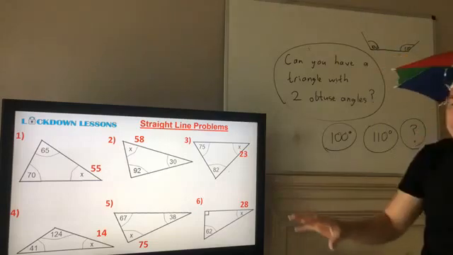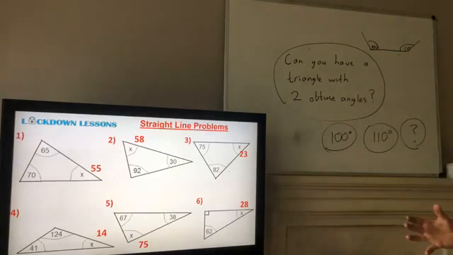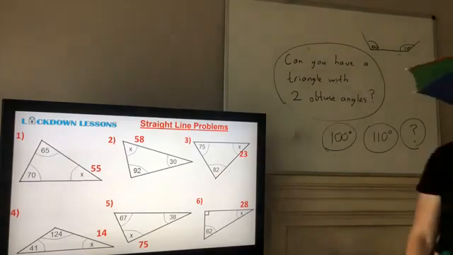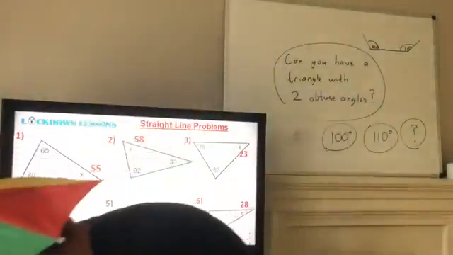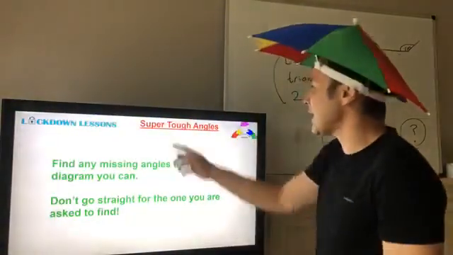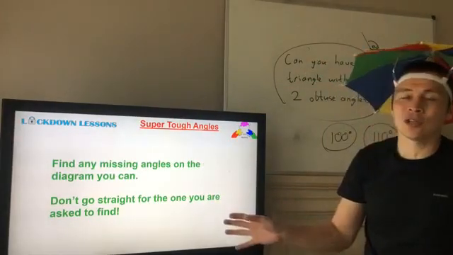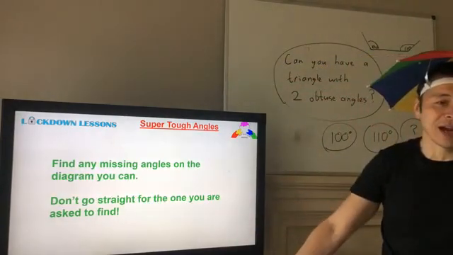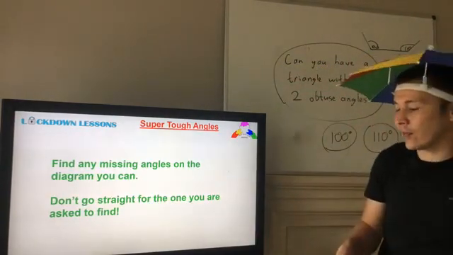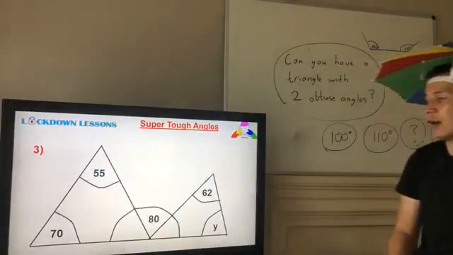Okay, so we're going to put these together now. You've got a sheet of really tricky problems, really difficult problems. We're going to have a look at one of these on the board, and then we'll probably play some bingo, maybe 2, we'll see how fast you go. So have a go at the tough problems, okay? And when you get super tough angle problems, find any missing angles on the diagram you can. Don't go straight for the one you are asked to find. So if you've got the sheet, there's 4 questions on there, or you can have a go at this one on the board. It's the same one, okay?